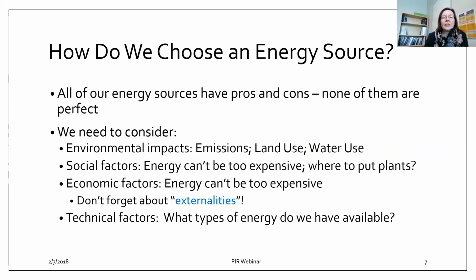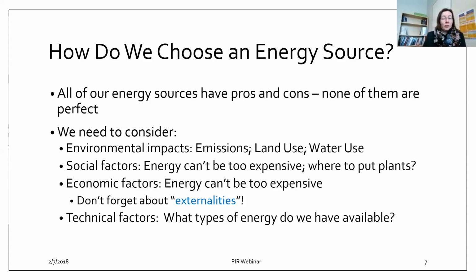Maybe we're running a little bit long, so we'll just talk about how we choose an energy source. And it's not easy. All of our energy sources have pros and cons. None of them are perfect. My opinion is that we really need a mix of a bunch of different types of energy sources. So we need to consider the environmental impacts. So the emissions to air, I guess is what I meant there. So greenhouse gas emissions, those emissions that might cause acid rain or ozone depletion.